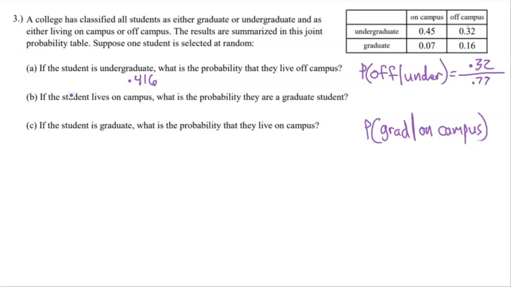And so what we're going to want here is the probability of on campus in the denominator. Well, the probability of on campus is both of the categories added together. 0.45 plus 0.07, that's 0.52. And then we want the probability of graduate and on campus together. Well, here's graduate, here's on campus, and when you put them both together, you get 0.07.